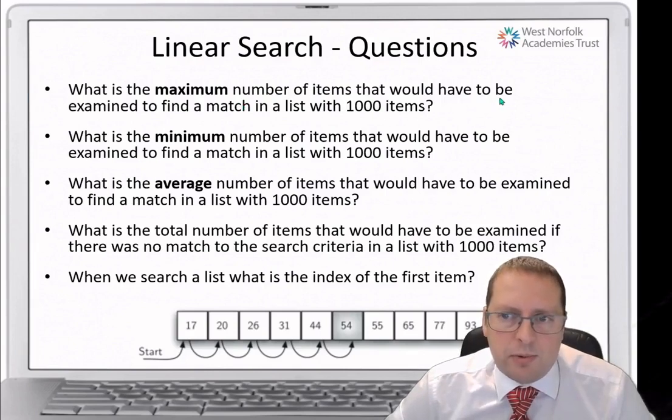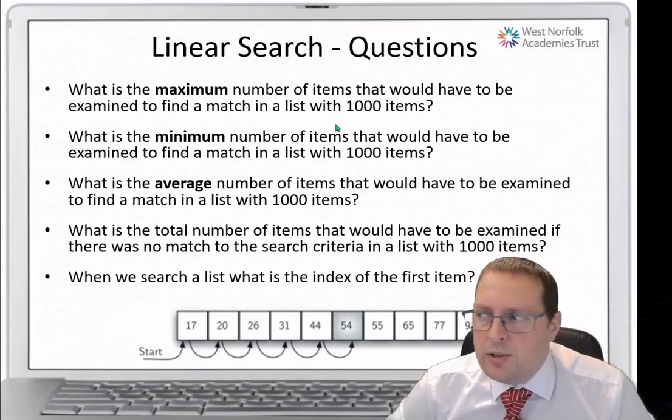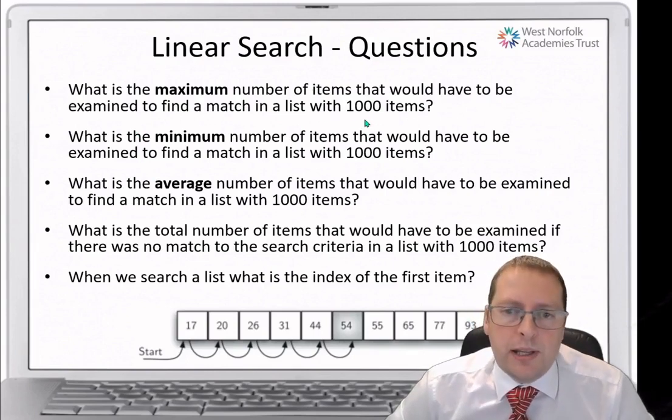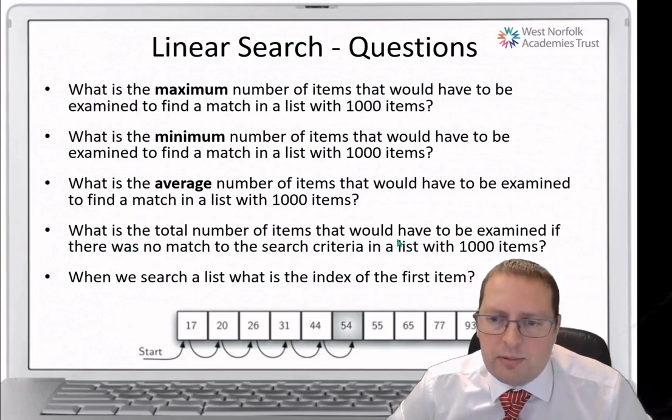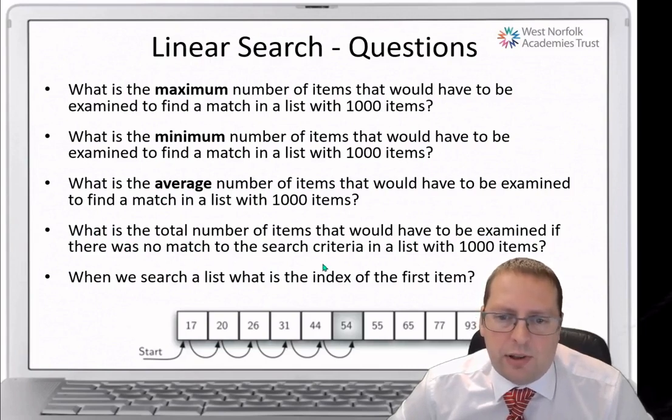Maximum number of items that would have to be examined to find a match in a list with 1,000 items. You can work that out, and that would be therefore how many times would it have to go through it at most. You can have that answer in your work. What's the minimum number of items, and what's the average number? What is the total number of items that would have to be examined if there was no match to the search criteria in a list with 1,000 items.